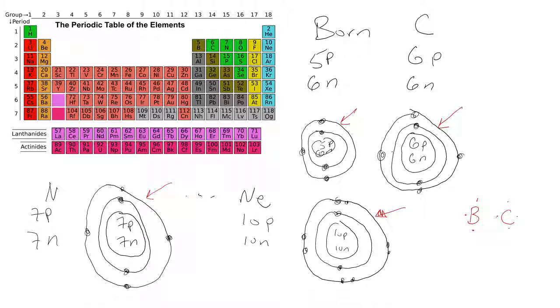Let's do one for neon. Neon has a full octet. It's got 8 valence electrons. So we're going to go ahead and draw neon: 1, 2, 3, 4, 5, 6, 7, 8. And there's the Lewis dot diagram.